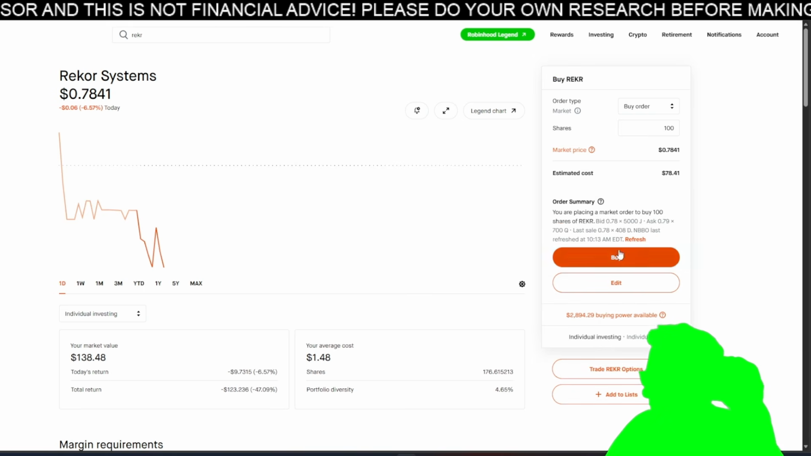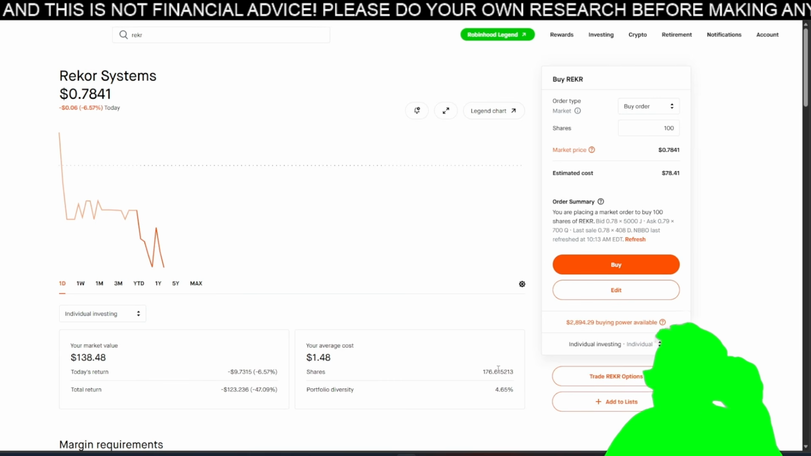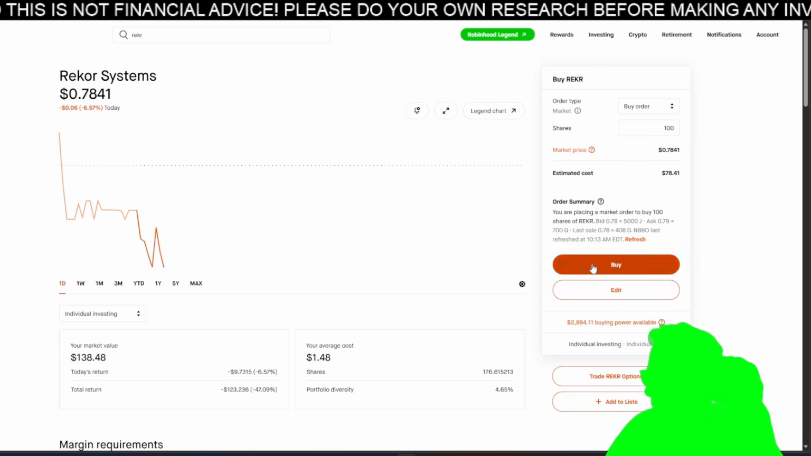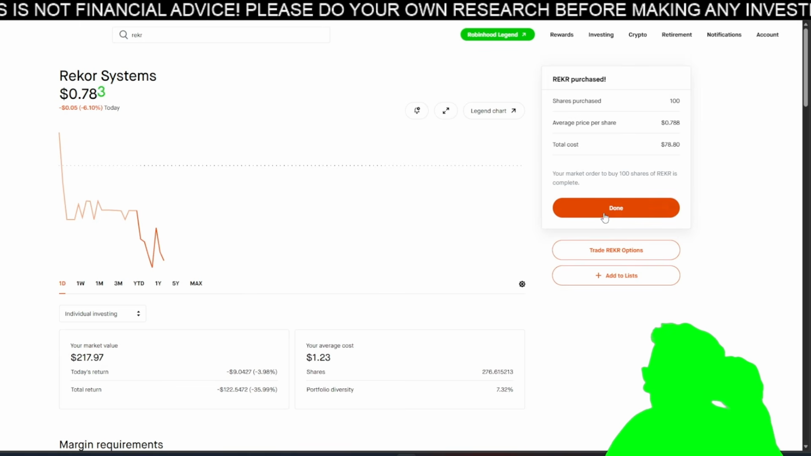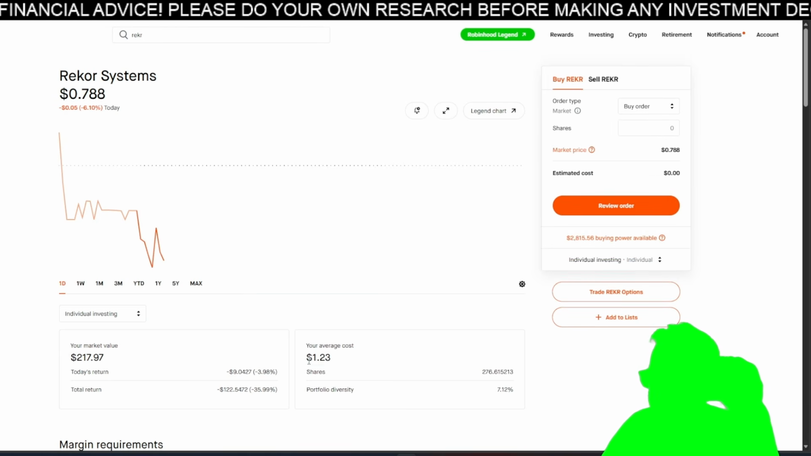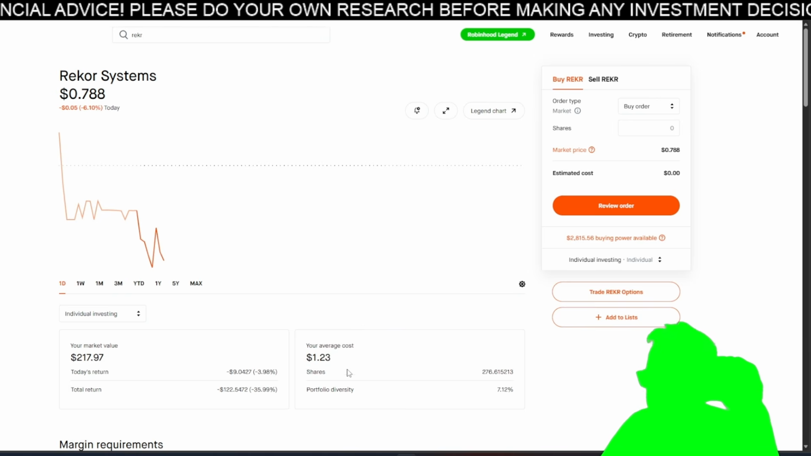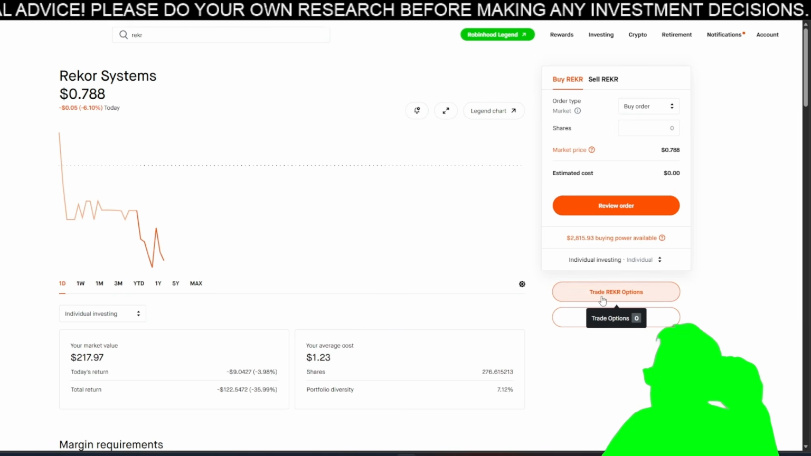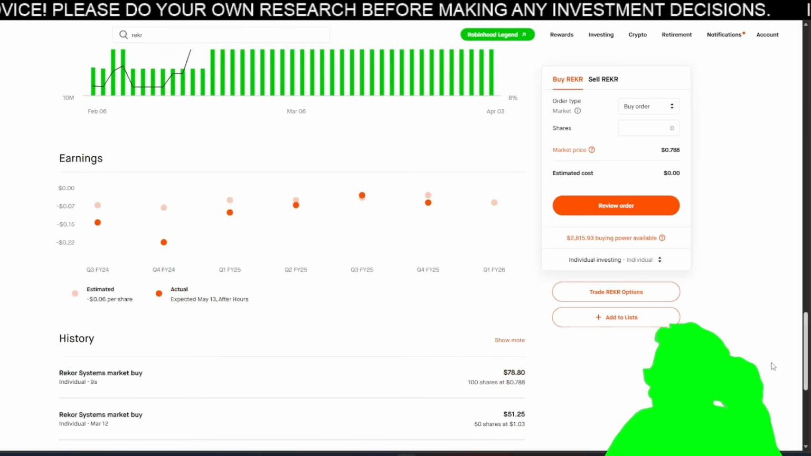I don't have that much money, obviously, to do it, so we're going to buy up. And I want to see this cost basis here go down from $1.48. We're going to buy up. And there we go. It went down from $1.48 to $1.23. So that's really nice. We've reduced our cost basis there. And now, again, remember, that cost me $78, right?